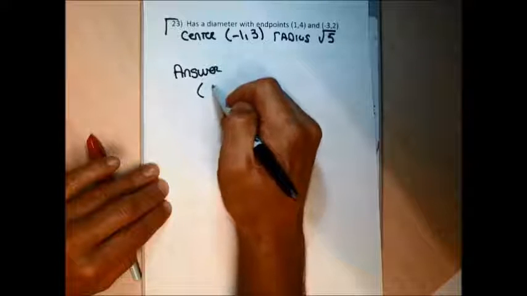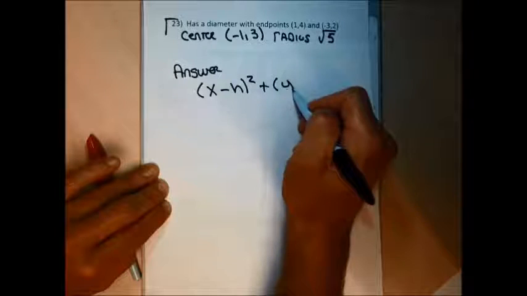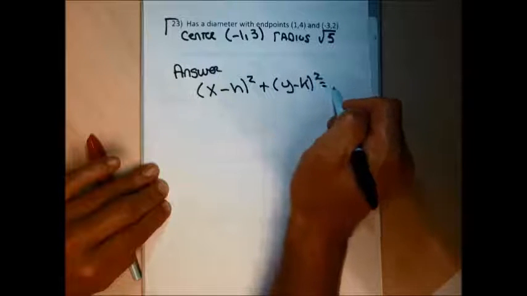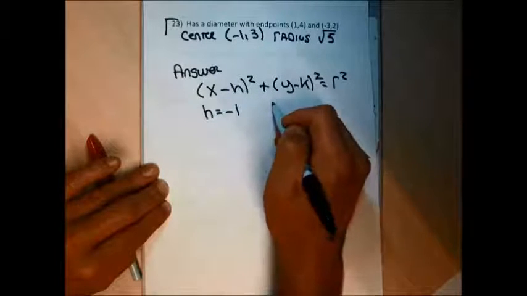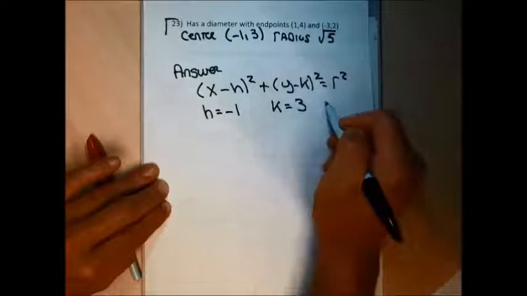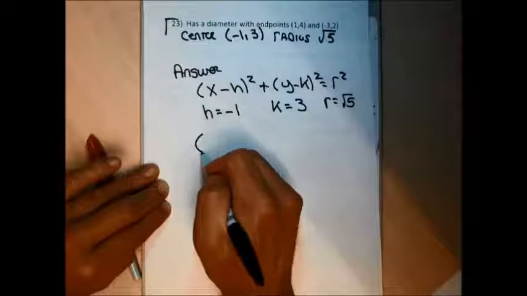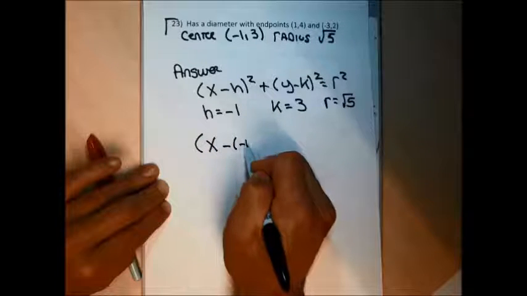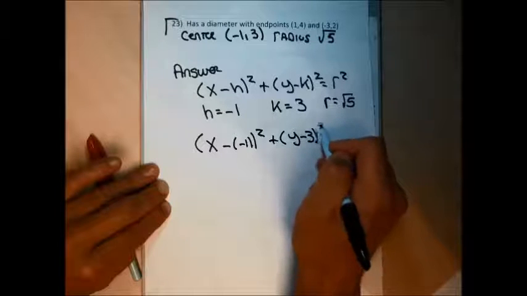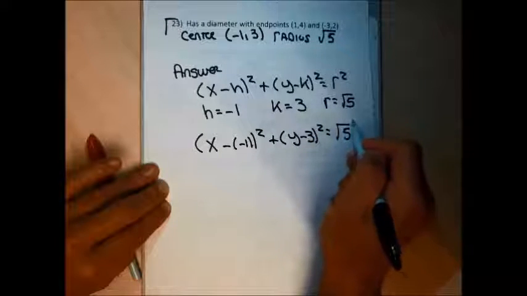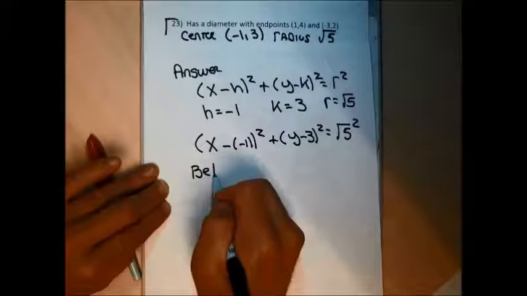I'm going to use the formula (x − h)² + (y − k)² = r². In for h, I'm going to plug negative 1. In for k, I'm going to plug 3. And in for r, I'm going to plug the square root of 5. So my answer to this could be (x − (−1))² + (y − 3)² = (√5)². And it probably would be better if I simplified that.